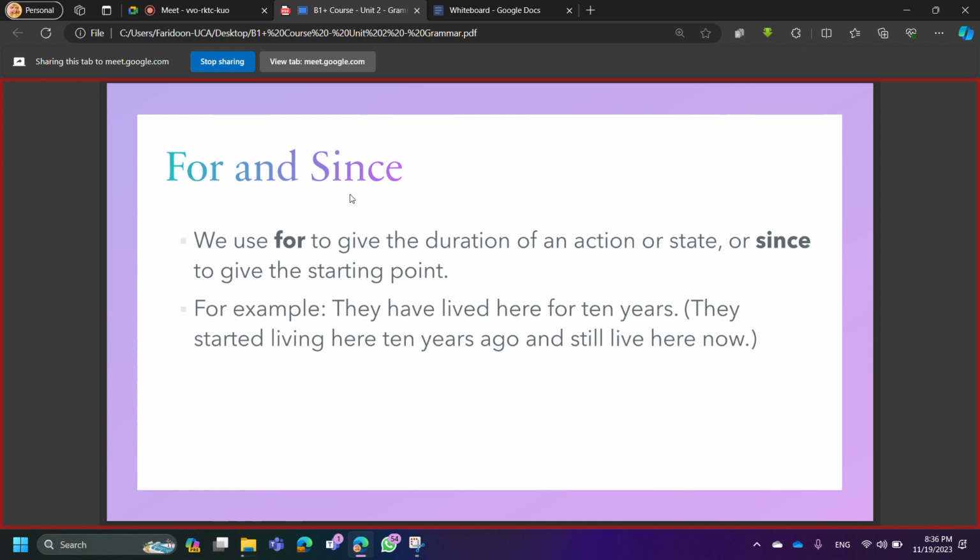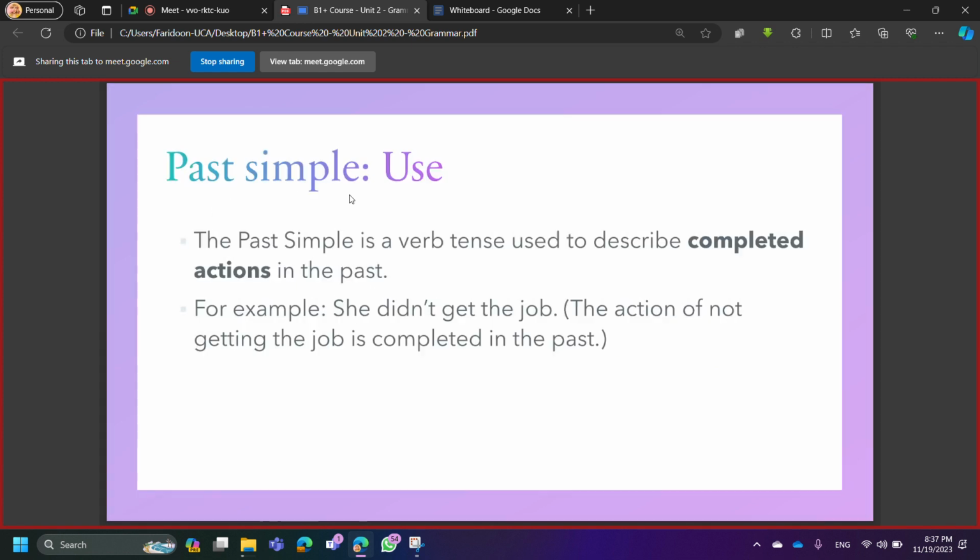You can also use for and since, okay? We use for to give the duration of an action or state, or since to give the starting point. For example, they have lived here for 10 years. For 10 years, meaning that they started living here 10 years ago and they still live here now. Okay, so this is the usage of for and since.